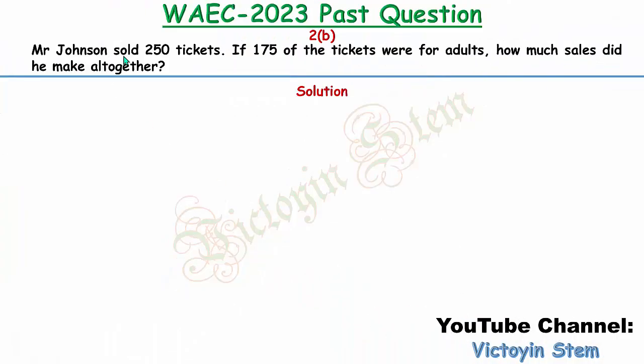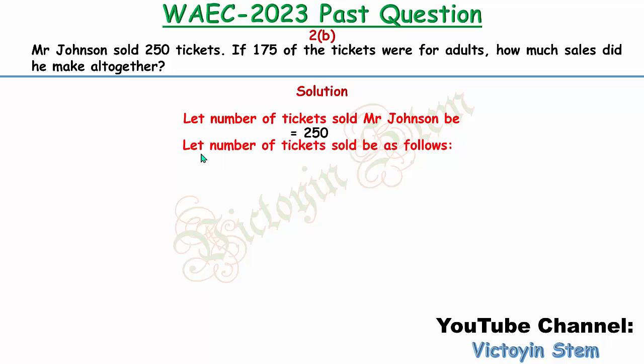Now to the B part, Mr. Johnson sold 250 tickets. If 175 of the tickets were for adults, how much sales did he make altogether? To figure out this problem, I need to say let number of tickets sold by Mr. Johnson be equal to 250. We've been told in the question, right? That's in the second part of the question. 250 tickets were sold by Mr. Johnson, okay? Now let number of tickets sold be as follows.